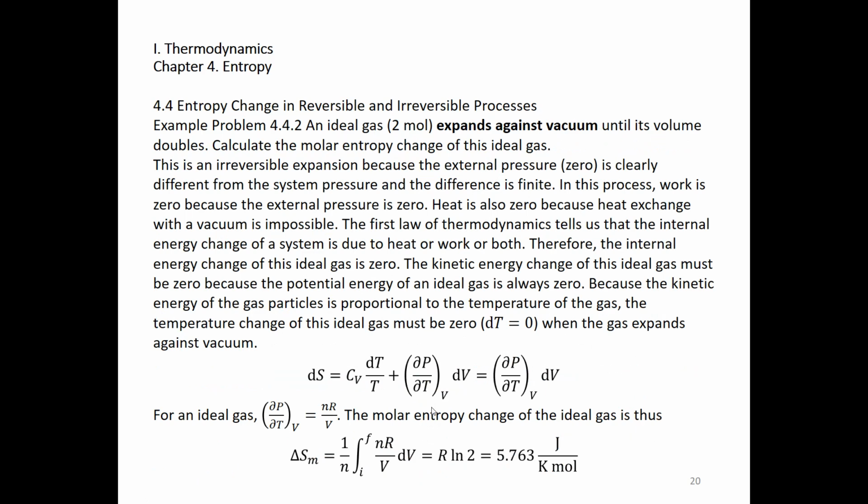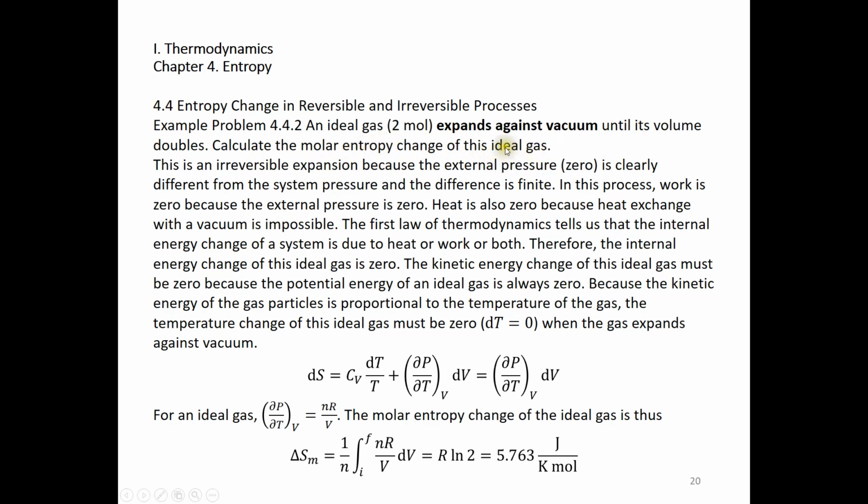Now let's look at a different numerical problem. Now this ideal gas expands against vacuum until its volume doubles. We're going to calculate the molar entropy of this ideal gas. Alright, this is an irreversible expansion. So we cannot just say dS is equal to dq over T, because the definition of entropy in thermodynamics is dq reversible over T, and this is not a reversible process. The expansion against vacuum is not a reversible process because P external is 0 and the system pressure is greater than 0. P external is different from P. So we cannot compute entropy directly based on the information given from this statement.